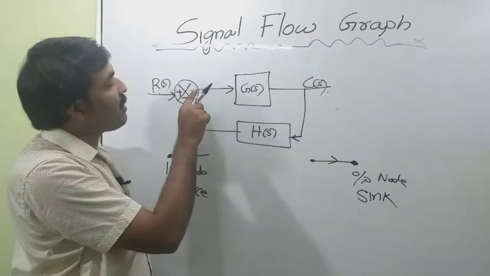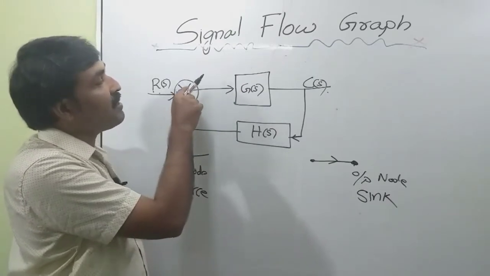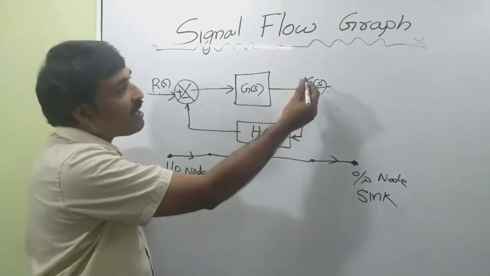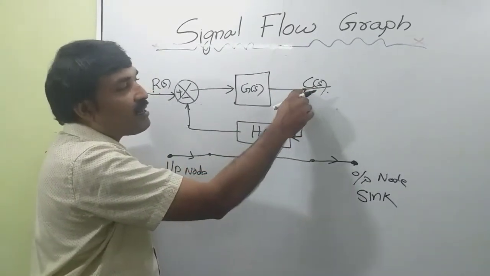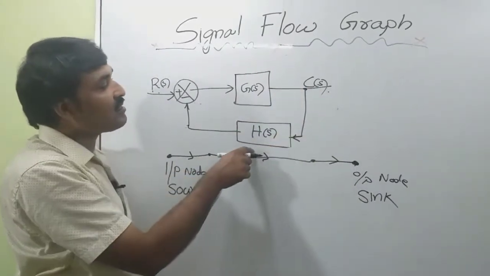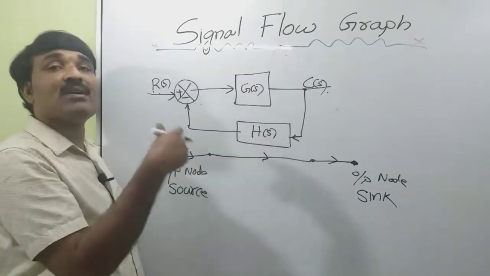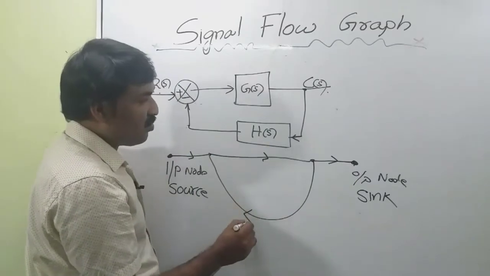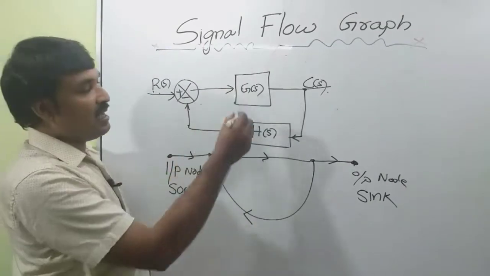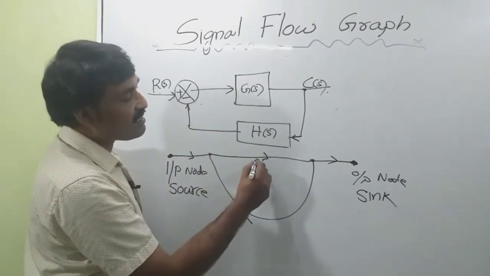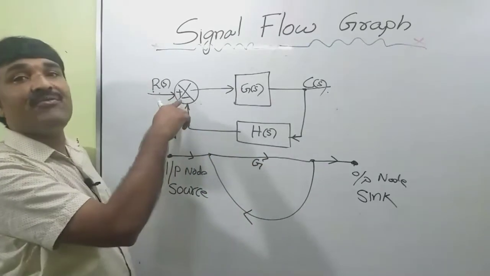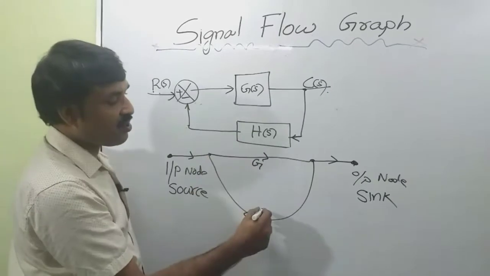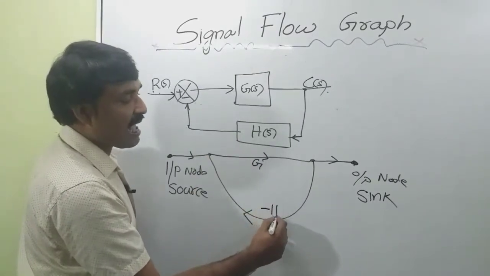We have a branch connecting the summing point and this node. I am drawing this branch. We have a take-off point at this node, and this is a feedback path having a gain of H of s. So I can draw the feedback path. Now the gain of this branch is G of s, so I am writing this as G. And this is a negative feedback, so the gain is minus H of s. So you can write this as minus H.